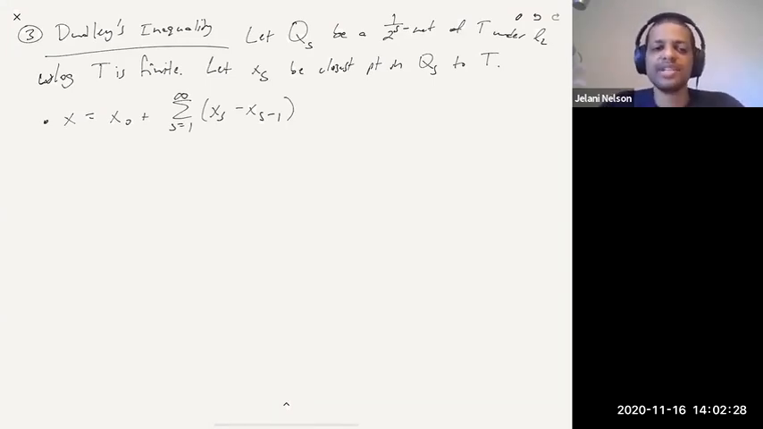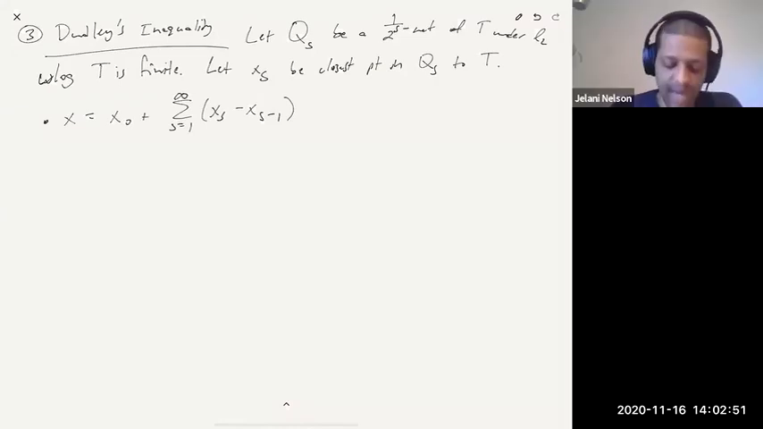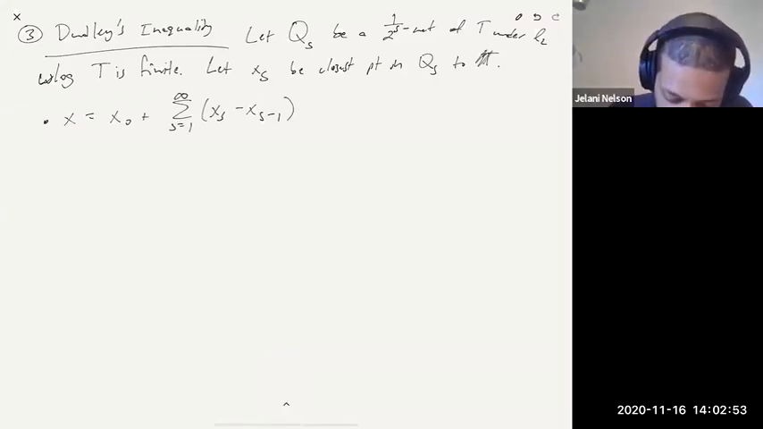There might be different x's that share the same xs, right? I mean, the original x is very huge, and xs is some smaller set. It's a net. Yeah, I should say let xs be the closest point in Qs to x instead of to T. Let xs be the closest point in Qs to x. Yeah, I should have said that. Good point.